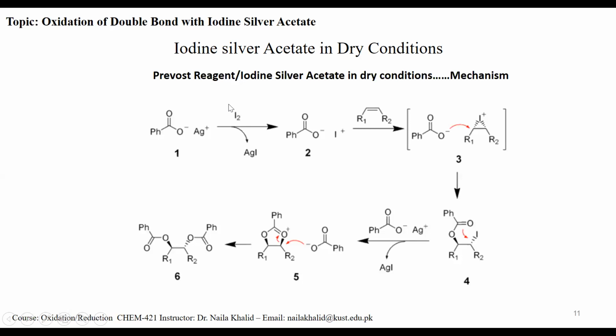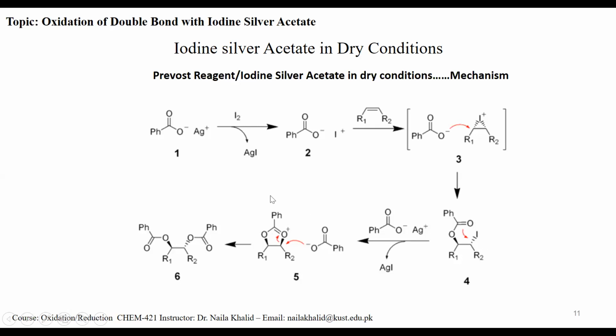This is the mechanism of the Prevost reaction, silver acetate in the presence of iodine. Sorry, this is benzoate, silver benzoate in the presence of iodine. This intermediate is formed, this is the Prevost reagent. This iodonium ion is inserted across the carbon-carbon double bond, and then it will attack over here. This is open, and then neighboring group participation takes place here.